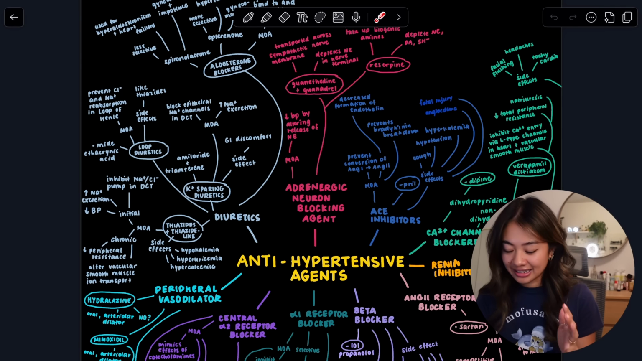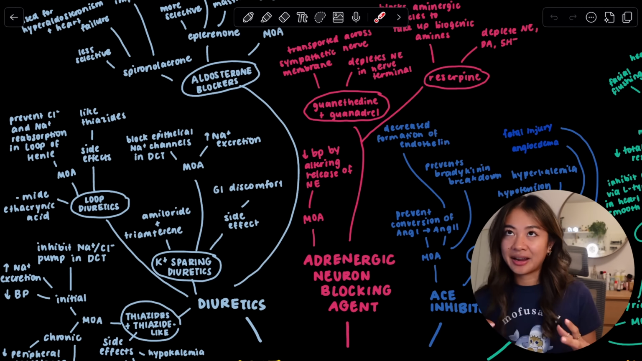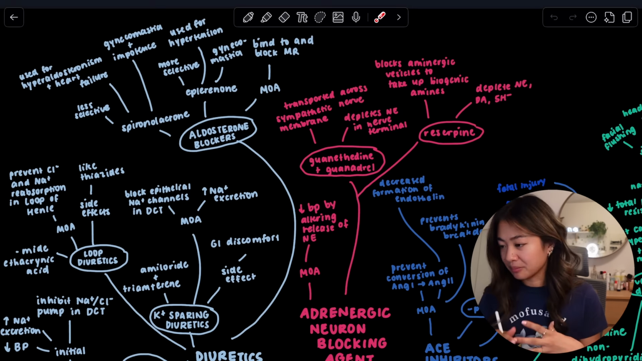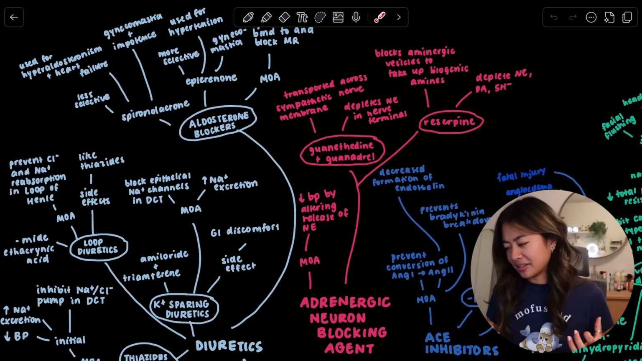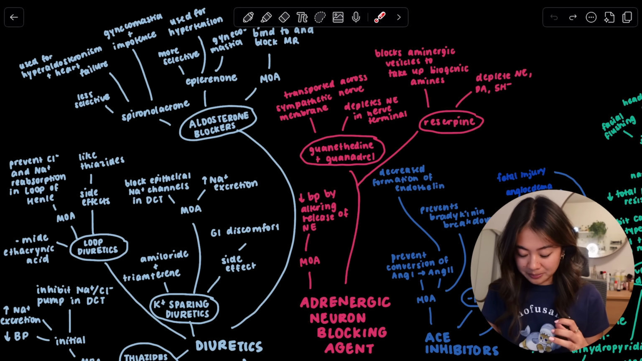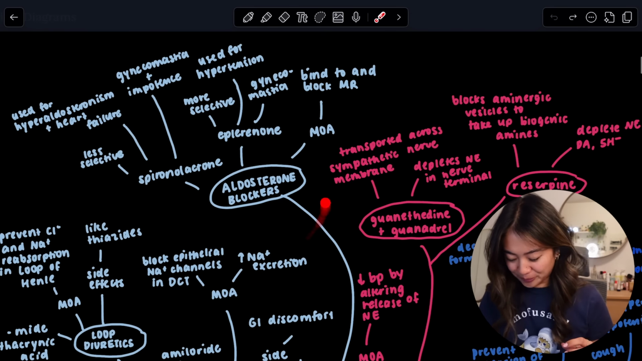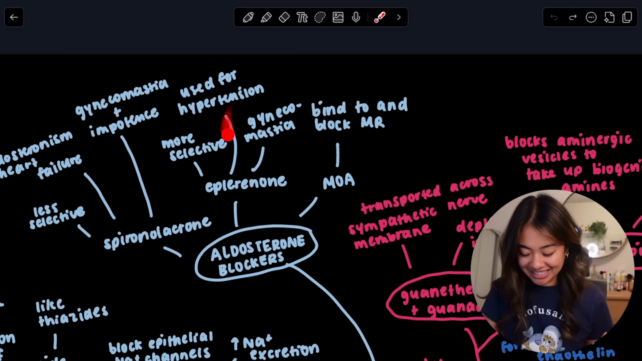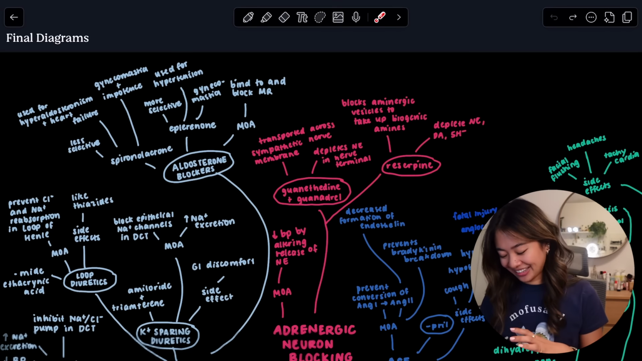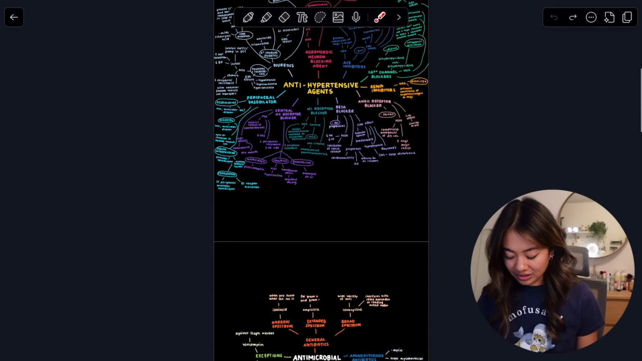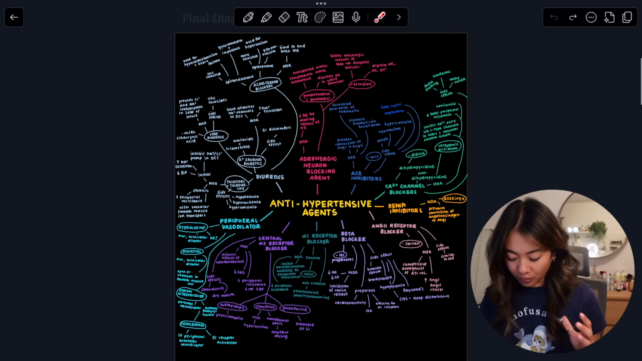And I remember I had an exam question asking which antihypertensive agent can cause gynecomastia, which is breast development in men. And I genuinely remembered this pathway from diuretics to aldosterone blockers to eplerenone. And I remember seeing this over here and I got that question right. So I really adore having these tree diagrams. So you see that I did it for all my different drugs.